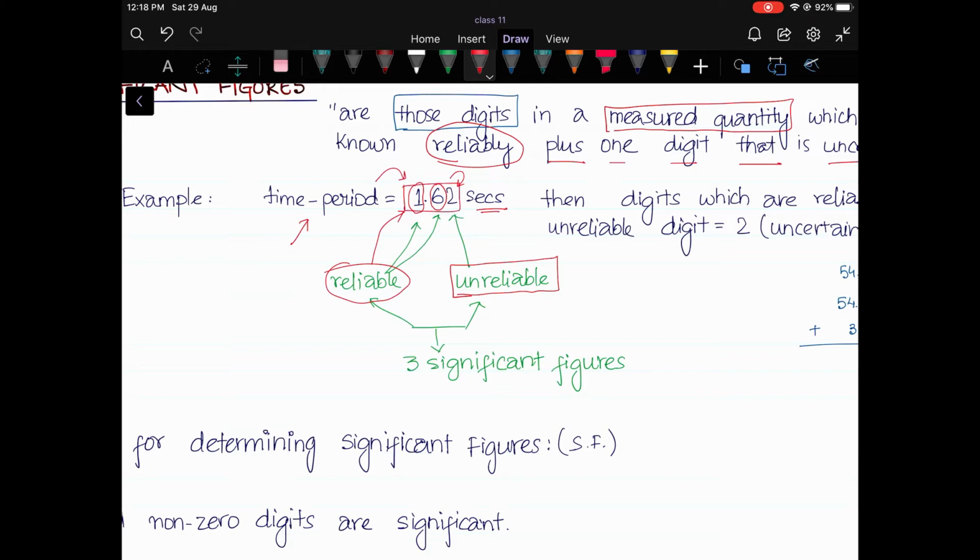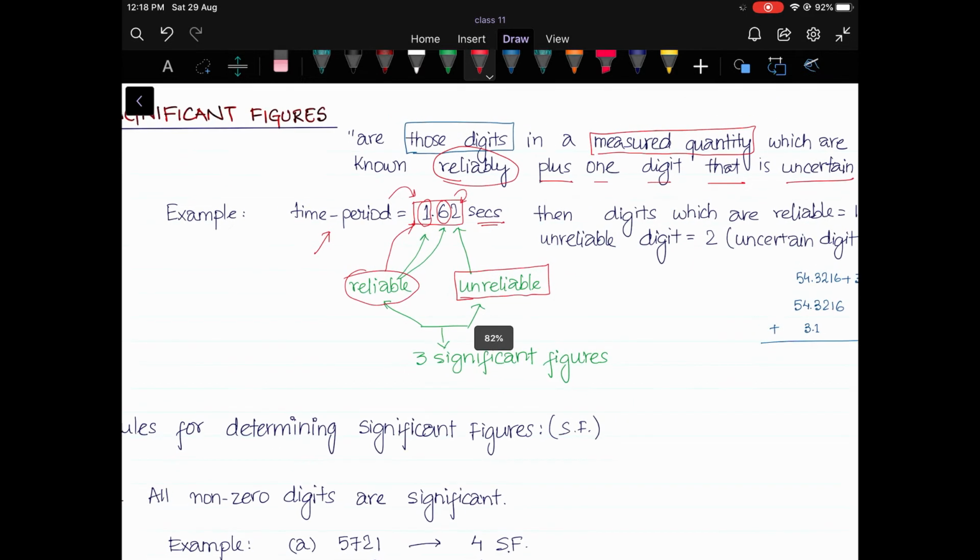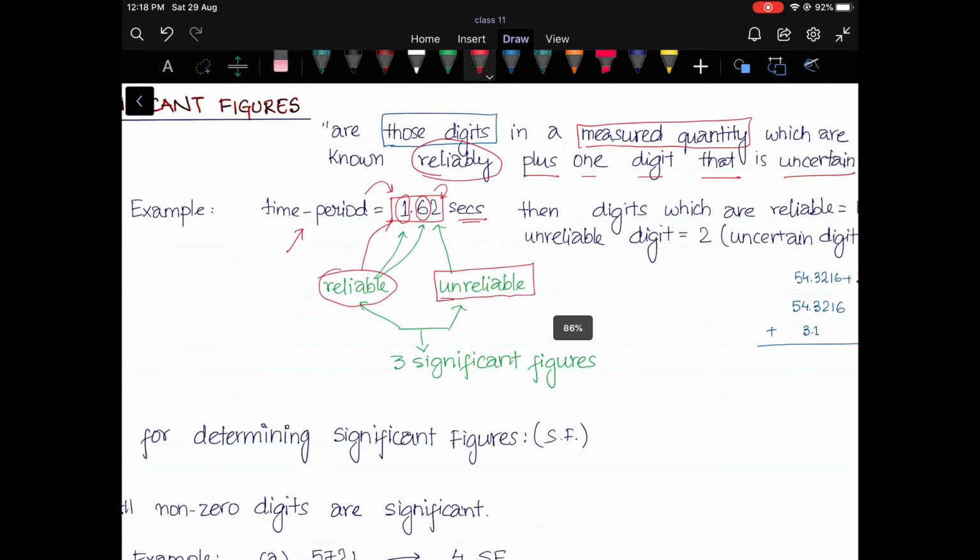All three of them that I've written here, we'll call them significant figures, because the definition says we take all the reliable digits plus one uncertain digit and count them, such that the number here is now 3, and there are 3 significant figures in our measurement.